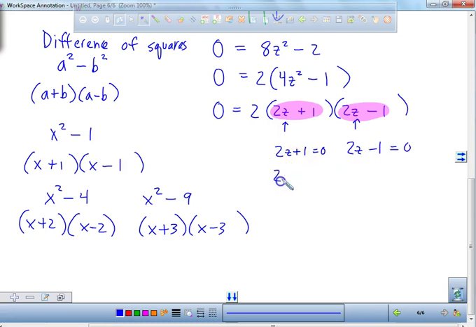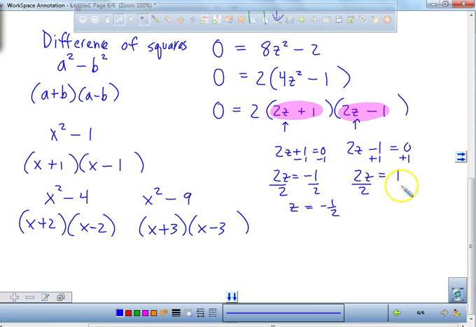Okay? So this would be 2z equals negative 1. This would be 2z equals positive 1. If you did what? Subtract 1 from both sides, or add 1 to both sides. All right, so the final step. What would I do to solve for z right here? What's the final step? Divide both sides by 2. Right. And so we get z could equal a negative 1/2.